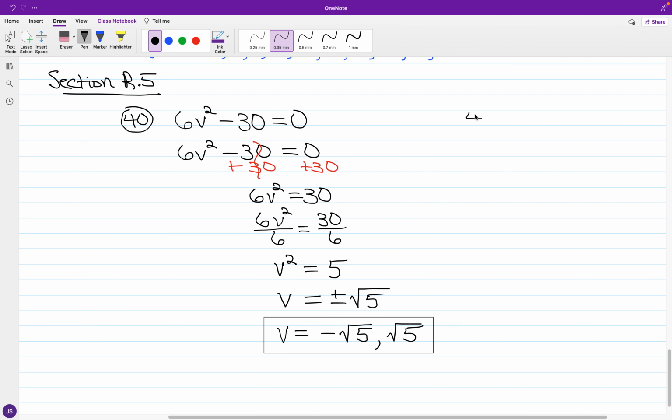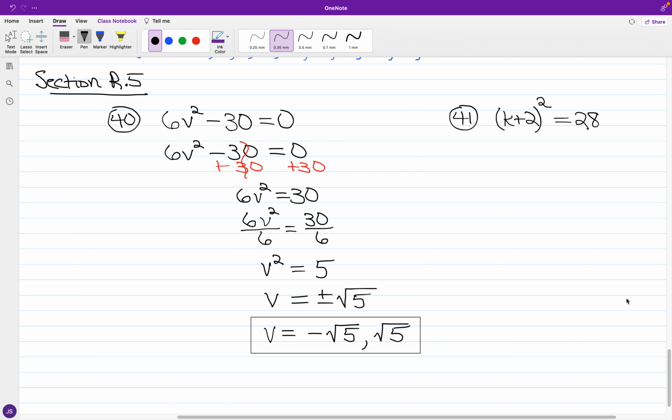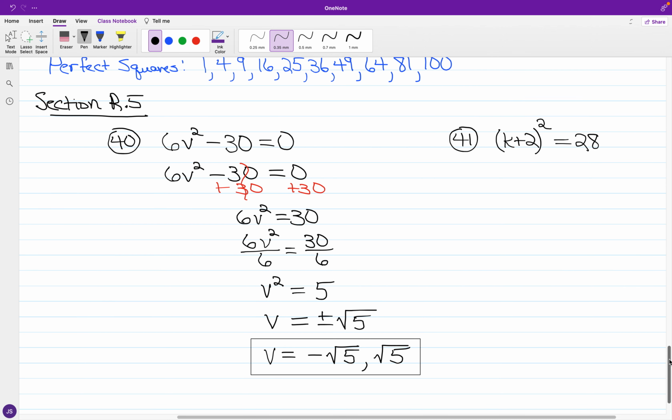Now for what we have in 41, we have yet a different variable, and this is the letter k. Here we have not the square of k, but the square of k plus 2, and that is set equal to 28. So you have the square of k plus 2 is equal to 28.